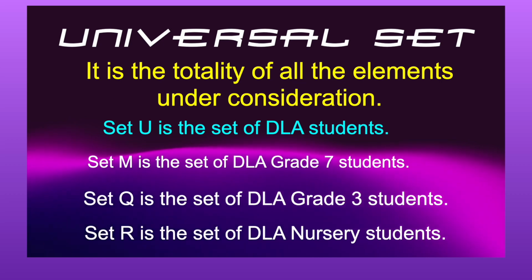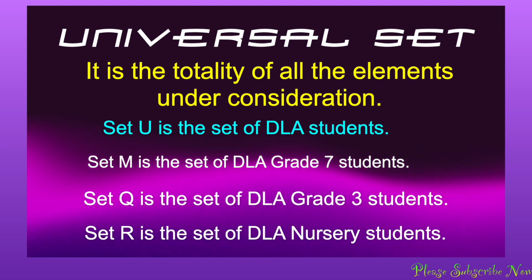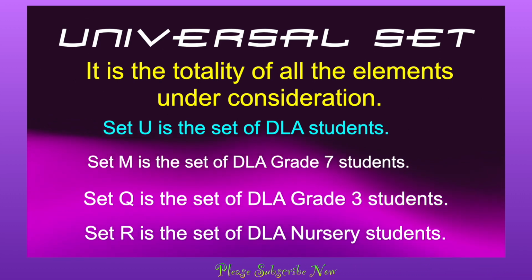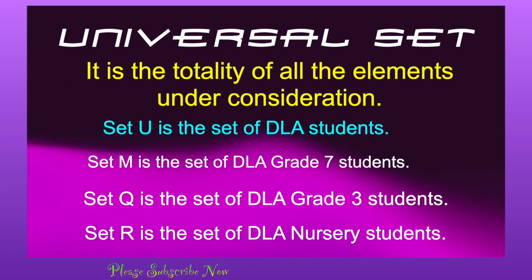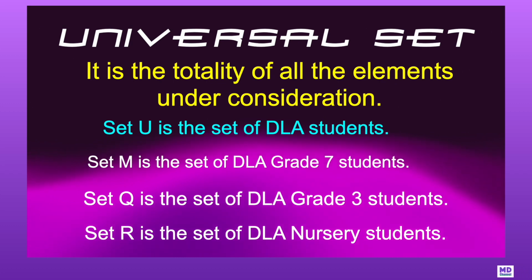So the universal set is the biggest among the sets wherein all the elements under consideration are in the universal set. Those smaller sets are subsets of the universal set. So for example, in this set, set M is a subset of the universal set. And set Q is a subset of the universal set. So with set R, also a subset of set U.